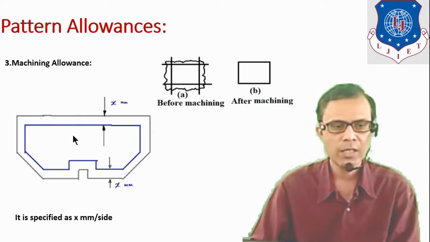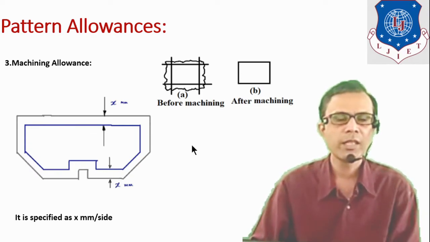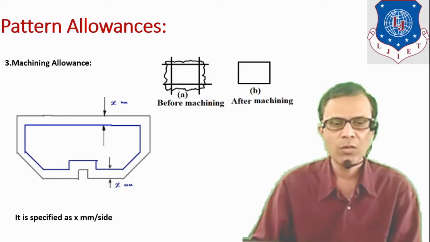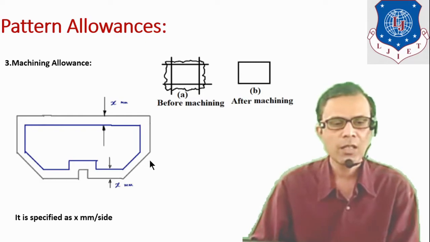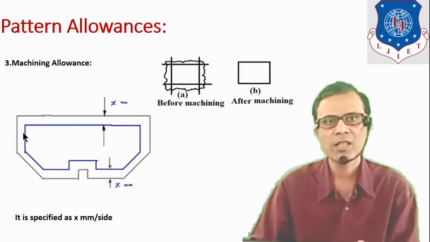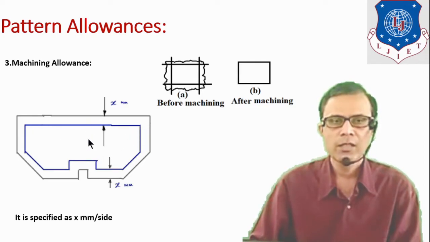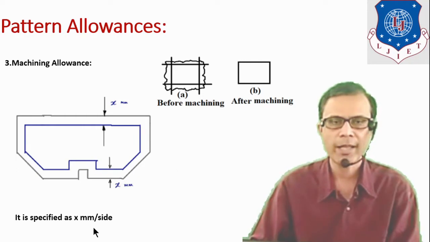So here you can see x mm is provided on each and every side. That much extra dimension is provided because when we get the casting, we will require to perform machining operation on all these sides to make it a finished product. So after machining, we will get the required dimension of the casting. It is also specified as x mm per side.